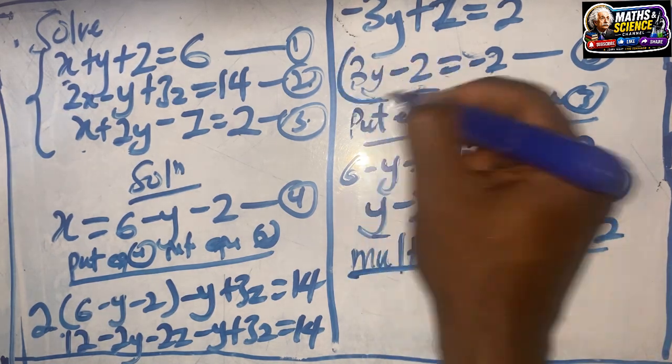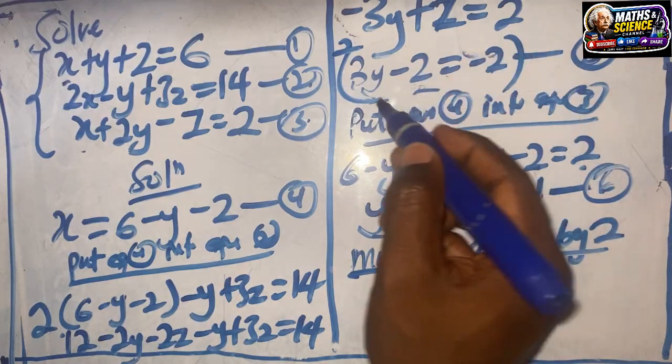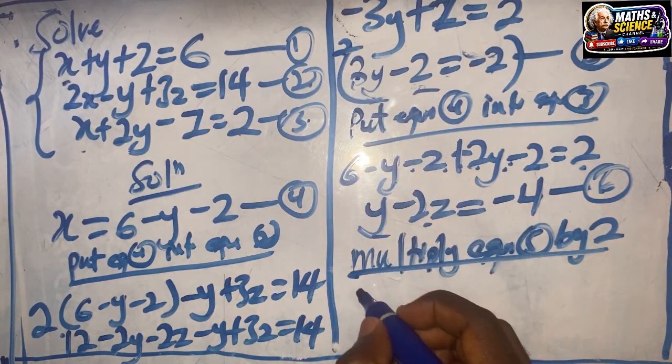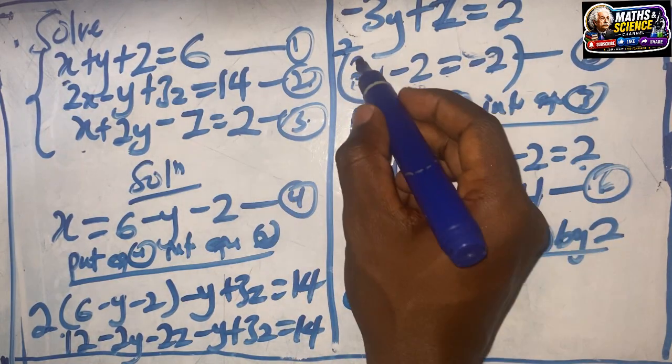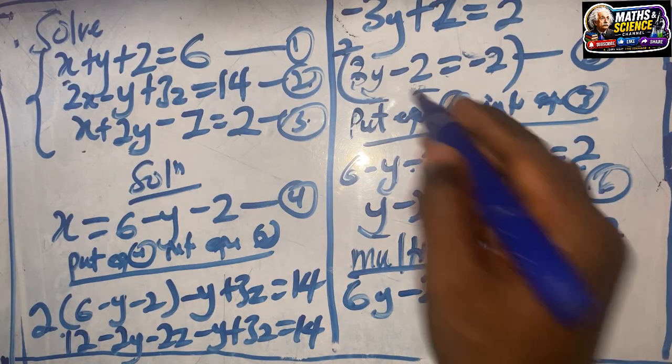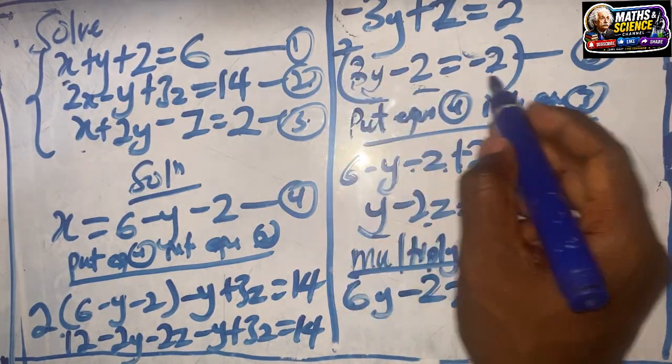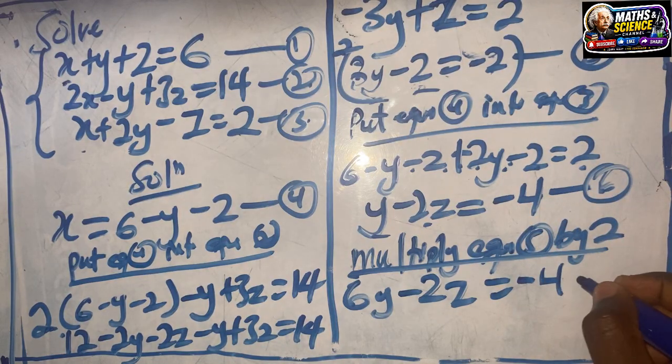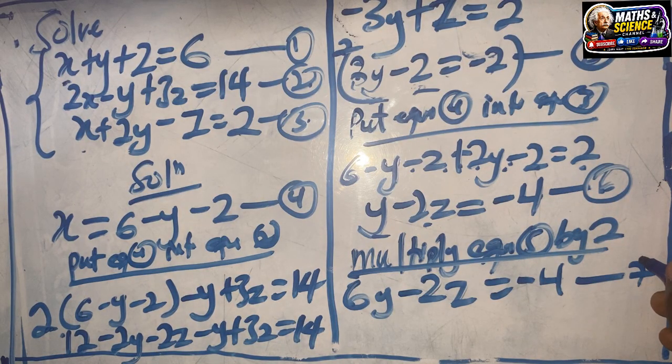So multiplying the whole of this by 2, realize that I have 2 times 3 here gives me 6y, and then 2 times minus z here gives me minus 2z, and then the other side also takes 2 times minus 2 gives me minus 4. And let me call this one another equation, let's say equation 7.